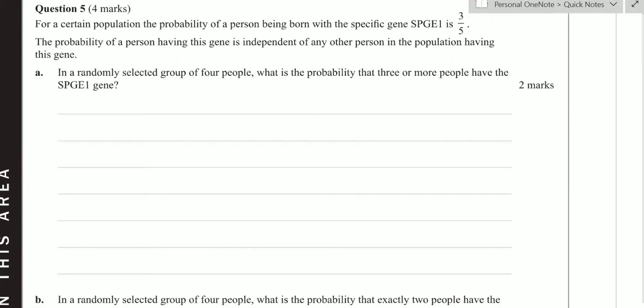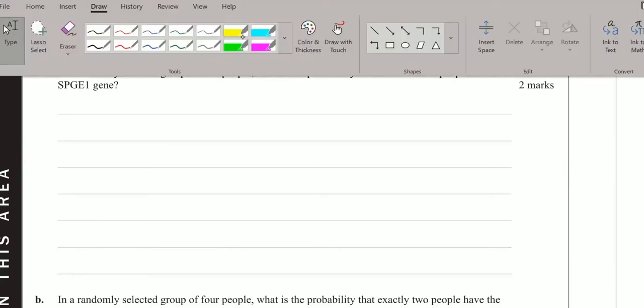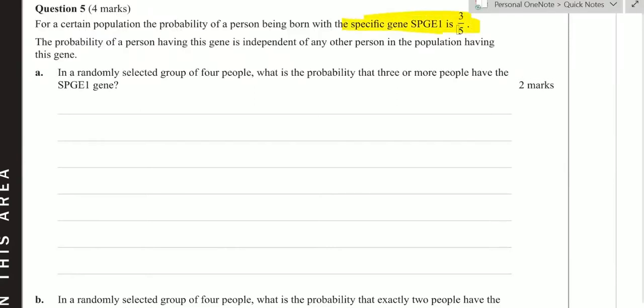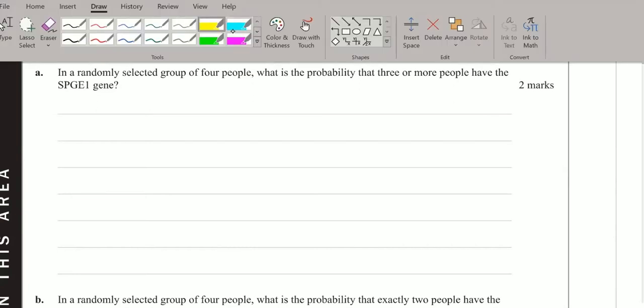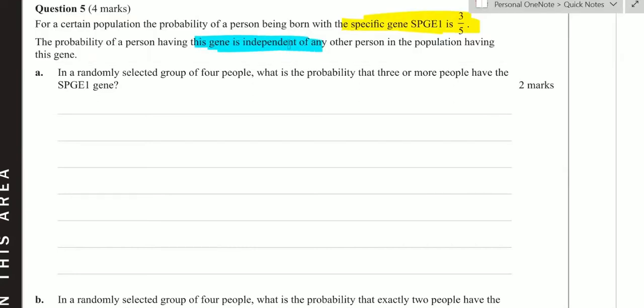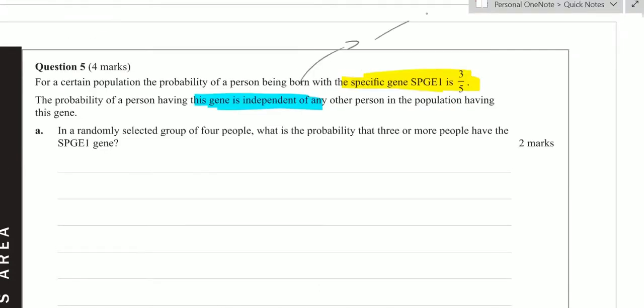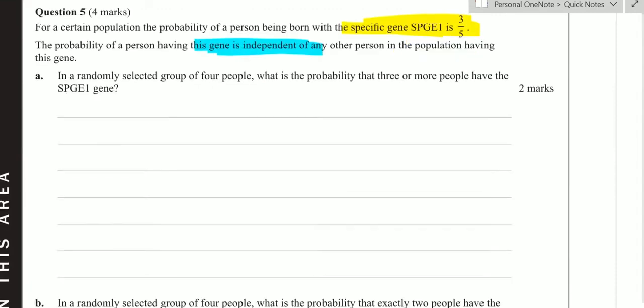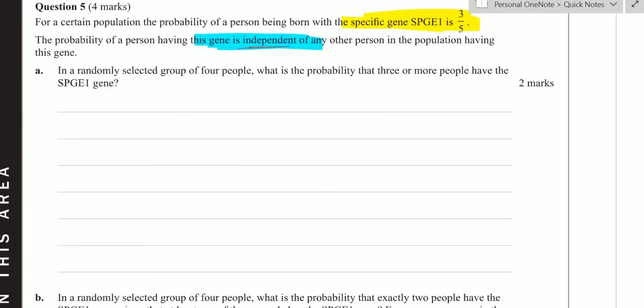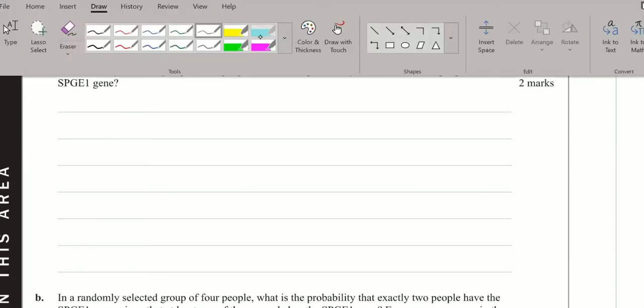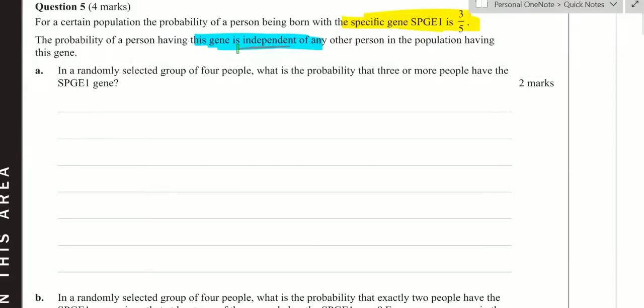So probability again. So saying for a certain population, the probability of having this gene is 3 on 5. Saying the probability of the gene is independent. So the independent thing is important because there are questions where someone goes to the shops and buys a drink, and then if they buy a drink that day, then the next week they buy food. That's not independence. That's why it's good to note that they're telling you it's independent. So it's just random stuff that you should keep in mind.